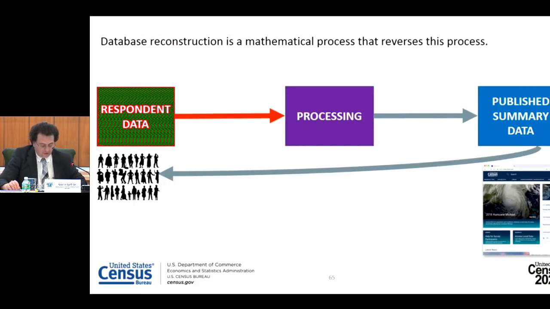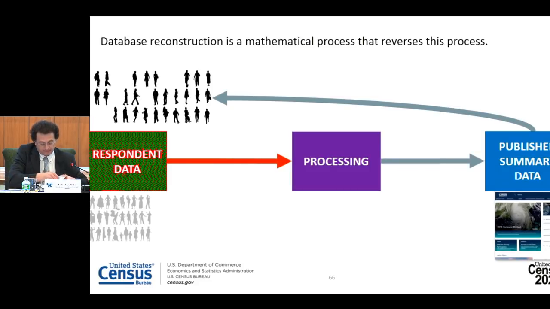So database reconstruction is a mathematical process that reverses this process. Database reconstruction finds data that produces the same published statistics. A database reconstruction might find the same raw data as illustrated here, or a database reconstruction might find a completely different data set that produces the same statistics.